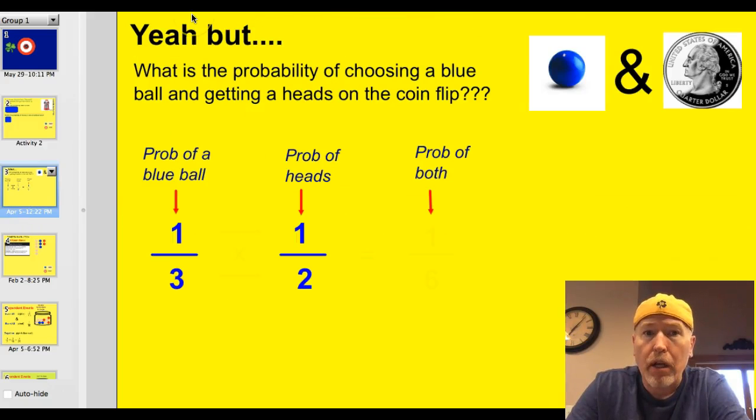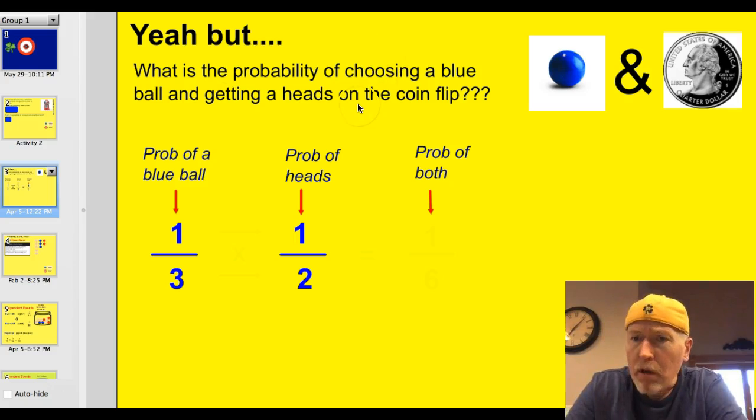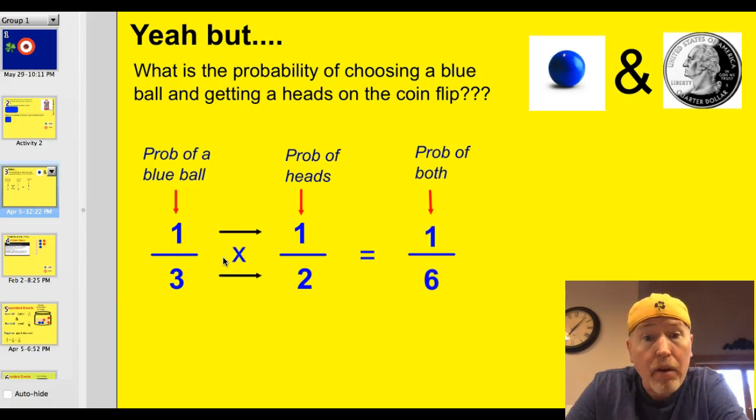Here's the actual target. What's the probability of choosing a blue ball and getting heads on the coin flip? That's not as hard as you think it is. Let's go back. The probability of the blue ball was 1/3. The probability of the heads on the coin was 1/2. Multiply the two together, the probability of both is 1/6. Not too bad, huh? All right, 2 must-know words.